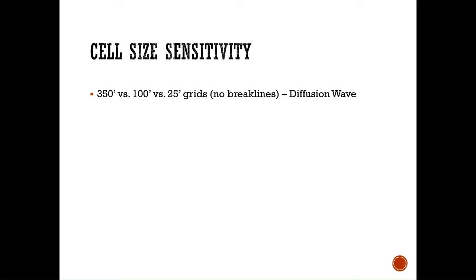So the first thing that we're going to explore here is the sensitivity of the 2D model to the cell size. So we're going to try first with a 350-foot nominal cell size, then a 100-foot cell size, then a 25-foot cell size for our grids. We're not going to use any break lines for this first example here, and we're going to run the diffusion wave equations.